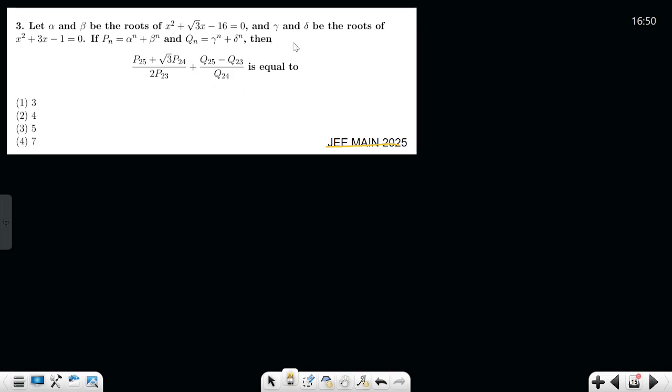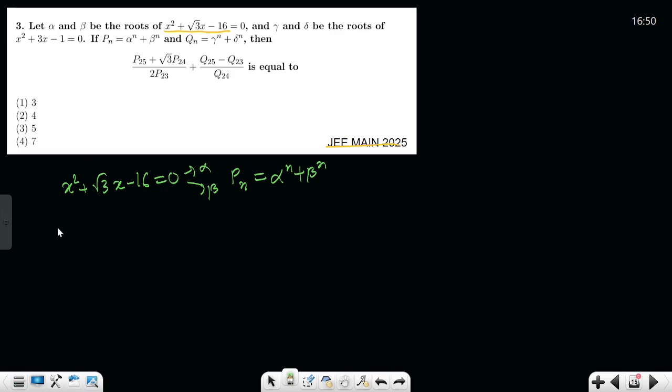Let's see. What equation is given to us? The first equation is x squared plus root 3 x minus 16 is equal to 0. Okay, write it here. It says that alpha and beta are the roots of this equation, right? And also a relation is given: Pn equal to alpha to the power n plus beta to the power n. Whenever you see this type of thing, apply Newton formula, okay?